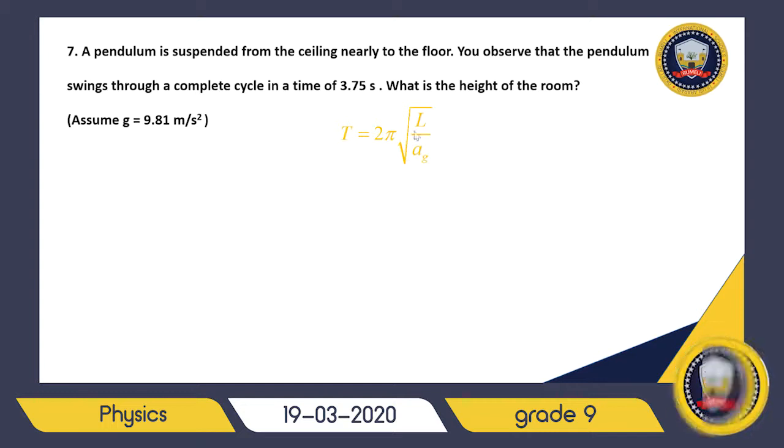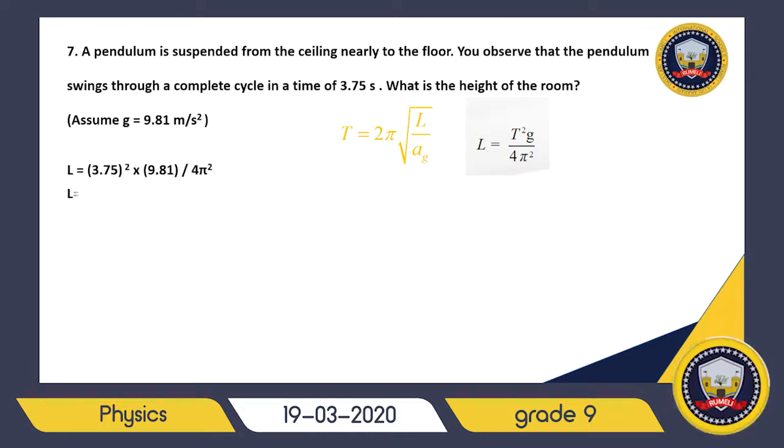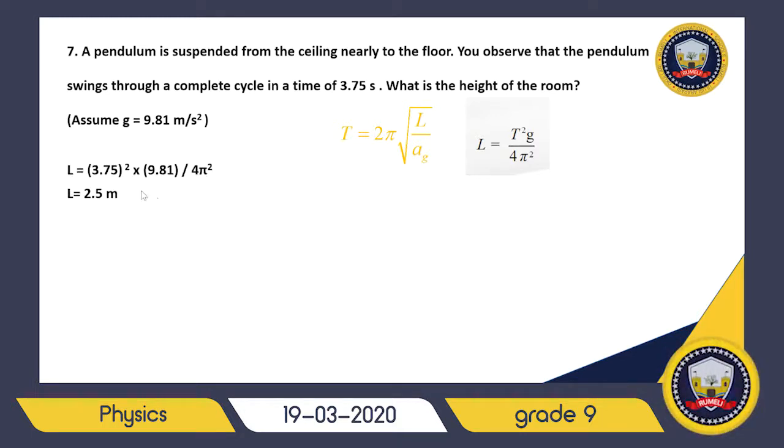To get L alone on one side, we get rid of the square root by squaring both sides, then cross multiplication: L equal T power 2 g over 4 pi power 2. By direct substitution, L equal 3.75 power 2, the period, multiplied by 9.81, the g, divided by 4 pi power 2, so it equals 2.5 meter.